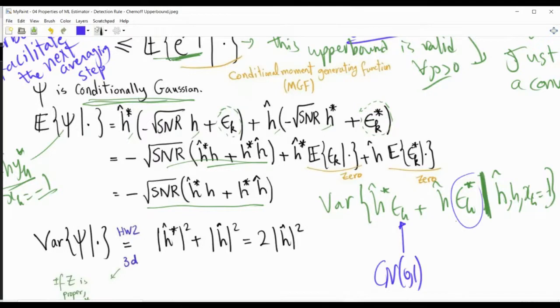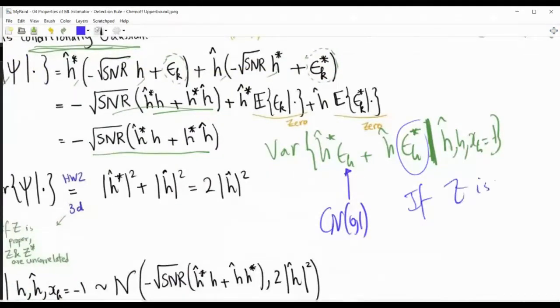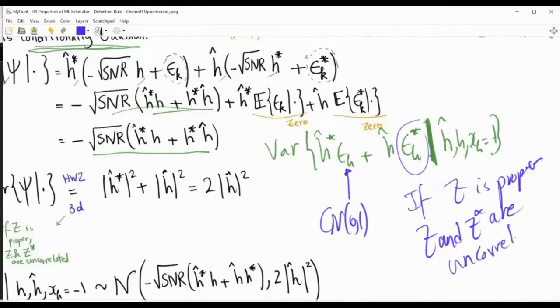So it turns out if you have a random variable Z and you have AZ plus B Z conjugate, and if Z is proper, then Z and Z conjugate are actually uncorrelated. Which is so nice when you compute the variance, because the variance of a sum of two random variables is the variance of the first plus the variance of the second, and then plus the covariance, right? But the covariance is 0 because the guys are uncorrelated.